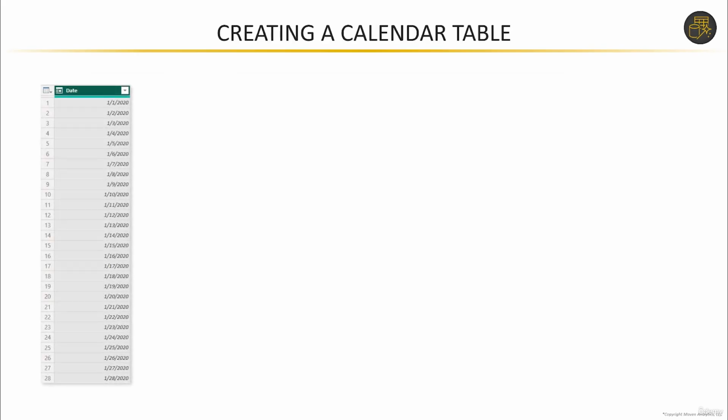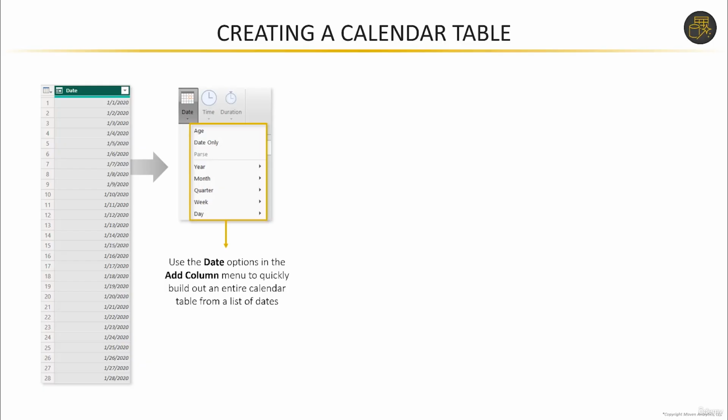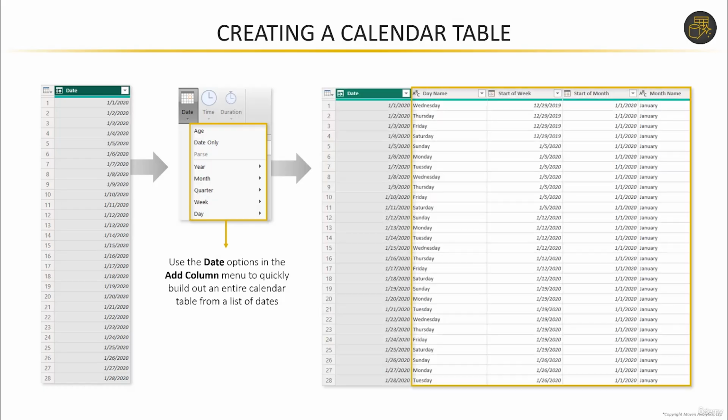So we're going to start out with a single column containing dates, and then we're going to apply some of those predefined date options using the Add Column tools in the query editor. And then we're going to transform that individual column into an entire calendar containing additional fields like day of week, day name, start of week, month, quarter, year, etc. All right, so let's open up Power BI and we'll give this a shot.